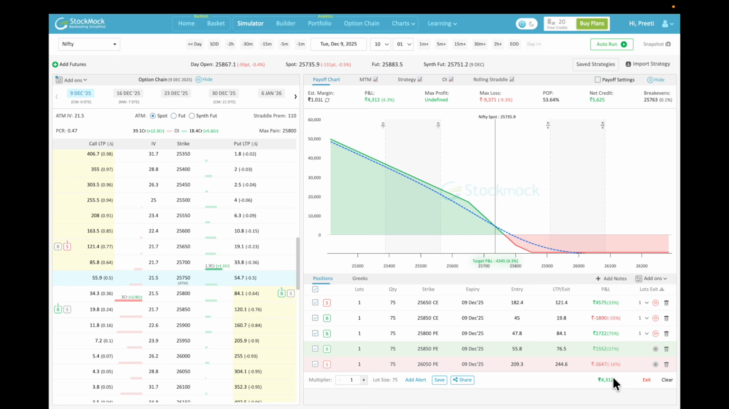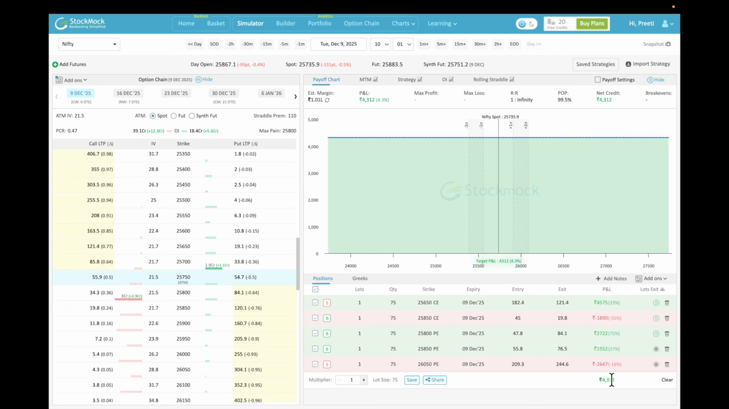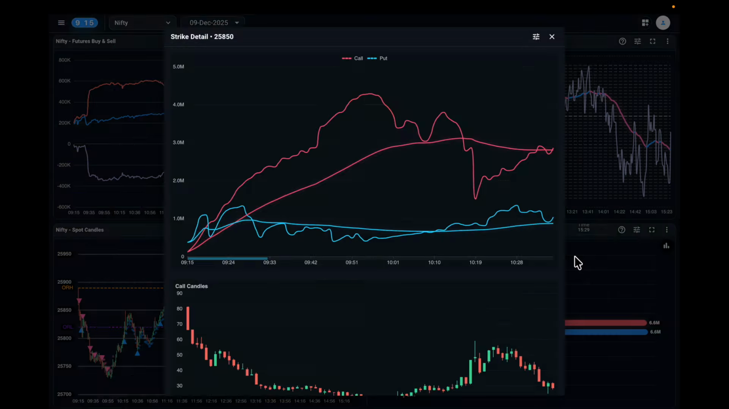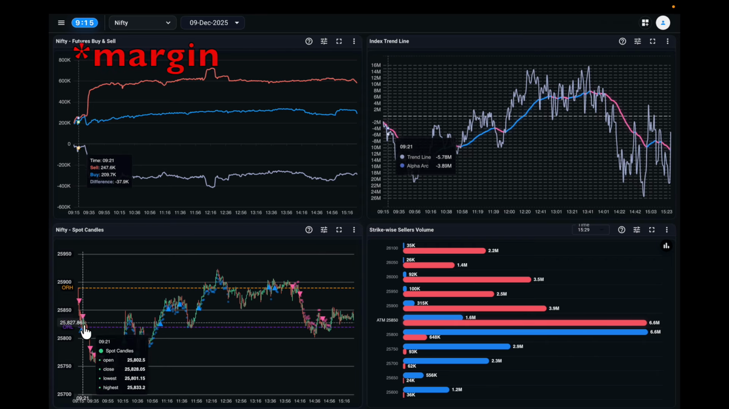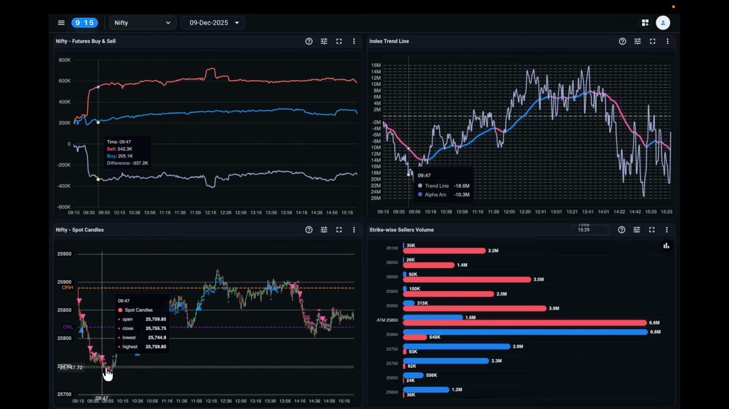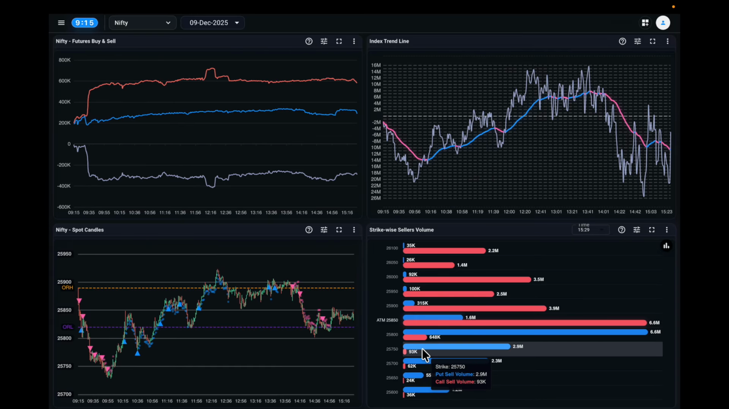So we did this at 10 o'clock. We are no more confident, and we will say we will exit all of them. We took somewhere about 4,000 rupees. If we did not have both the legs active at the same time, your margin would have been 1 lakh itself. And this is a very good profit for 1 lakh. Then we came down to 25,750. 25,750 is when again we will start analyzing.